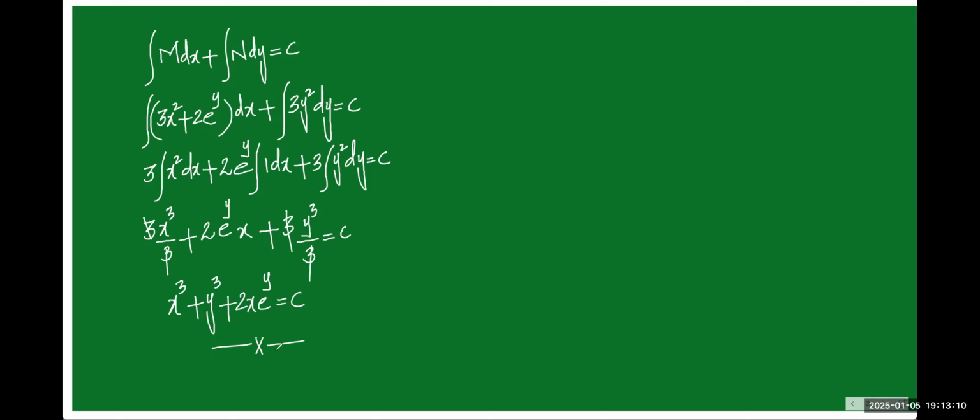Sir, I have one doubt. Yes. Over there, how did we get 1 dx? This one, na? Yes, here, sir. Below that, this one, dx after 2. Yes, sir.